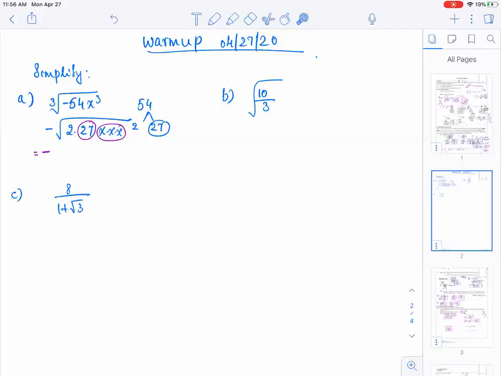Yeah, it's 3. So 3 goes out. What is the cube root of x times x times x? X. So 1x goes outside, and then what's inside the radical is just a 2. So that's the answer.